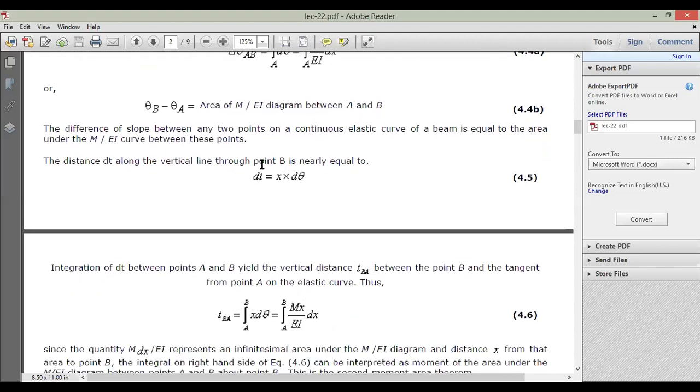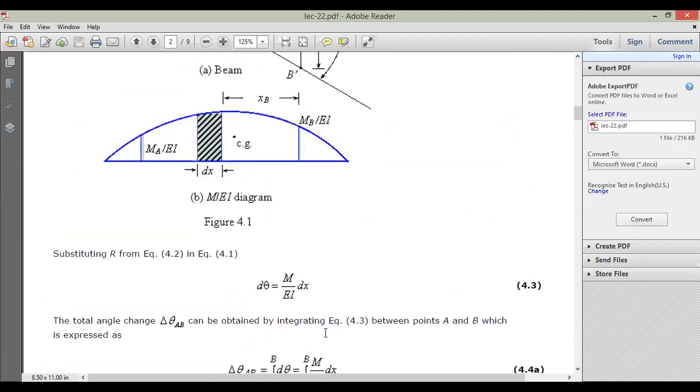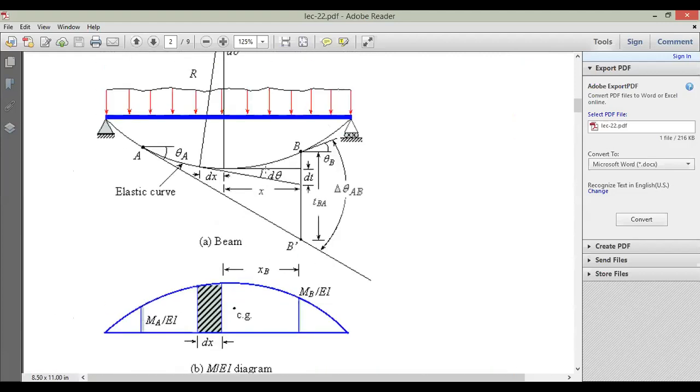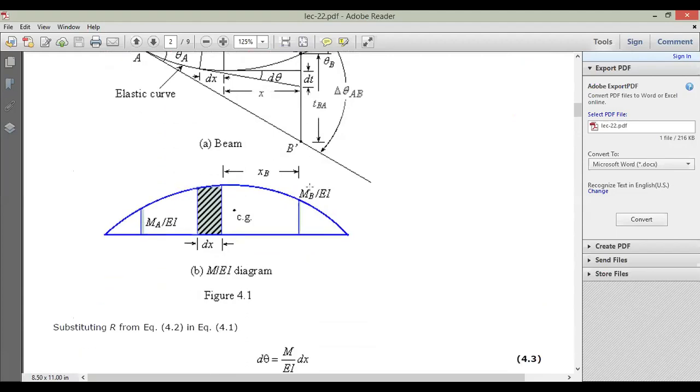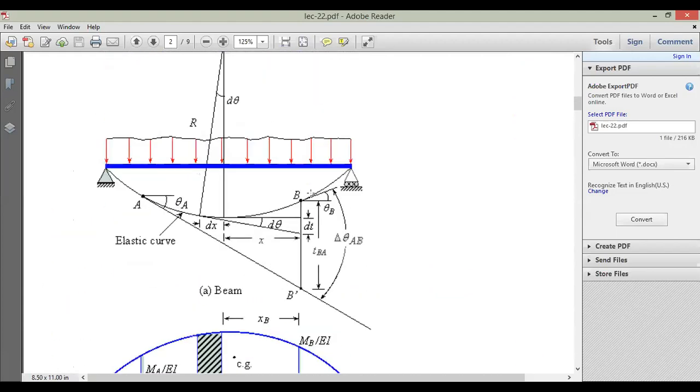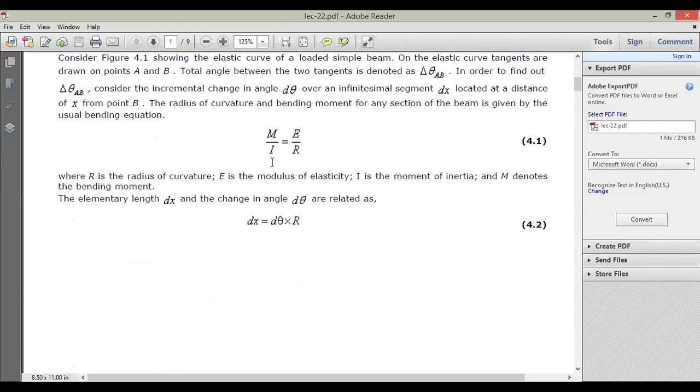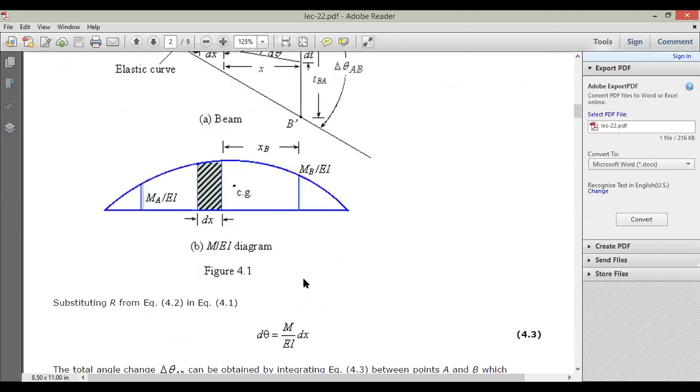Now, similarly, integrating for finding the whole thickness, from A to B, x d theta. Again substituting the value of d theta in terms of dx, we find Mx by EI into dx. This is the relationship between deflection and the moment. We have the definition of deflection, and we have interpreted it in terms of bending moment. First we applied bending moment, then we got deflection, and relating these two is the objective of this session.